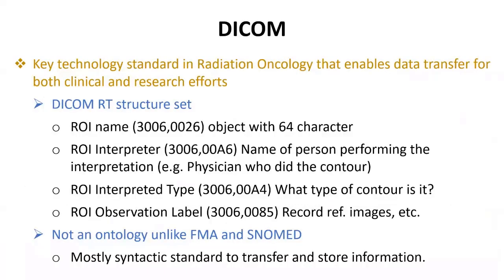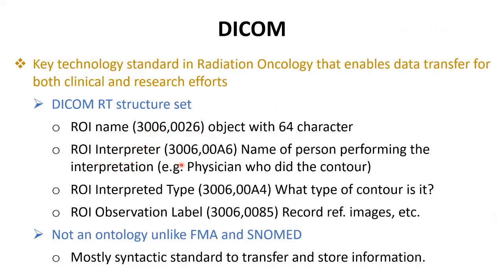DICOM. I think everyone knows what DICOM is, which is the key technology standard in radiation oncology that enables data transfer for both clinical and research efforts. It's also the same. It's a Unicode system. It has a code for each object in it, and I will show this in the next slide. Let's say for the ROI, region of interest name, it has the code 3006,0026 and it consists of 64 characters.